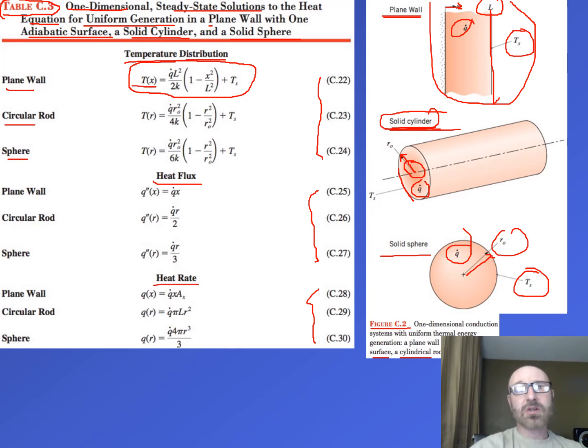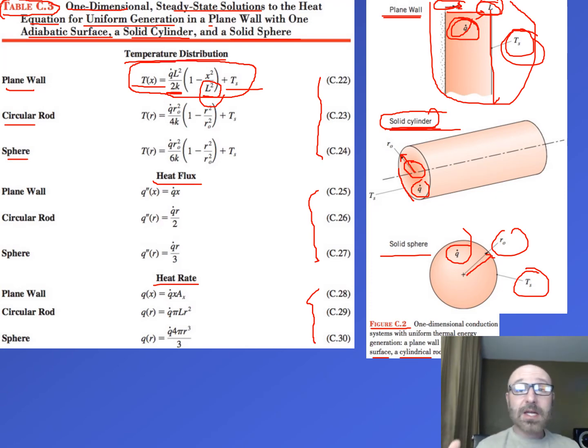So our T of x, our temperature distribution in the x direction, is equal to our q dot times our L squared over 2k, where we'll get the k from material properties, times 1 minus x squared over that same L squared, plus our T_s. So it's great again to have this diagram to go with this table 3.